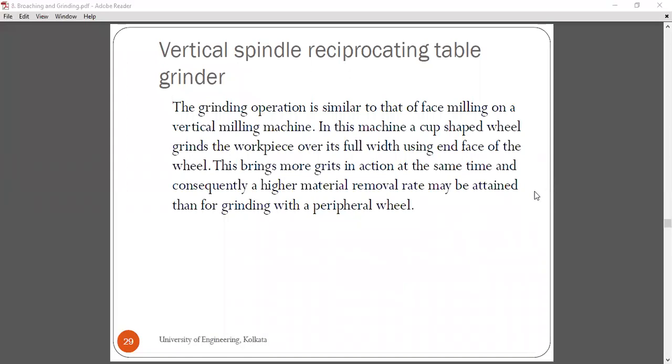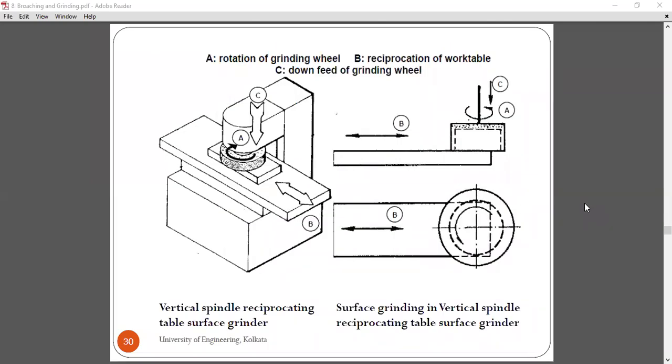Vertical spindle reciprocating table. Now, this grinding operation is similar to face milling on the vertical milling machine. In this machine, a cup-shaped wheel grinds the workpiece over its full width using the end face of the wheel. This brings more grits into action, and consequently a higher material removal rate may be attained than for grinding with a peripheral wheel. Right, just look into the picture and try to understand the process.